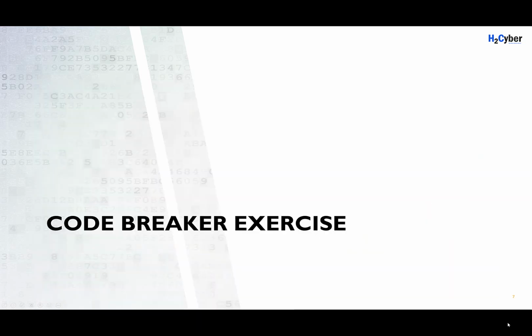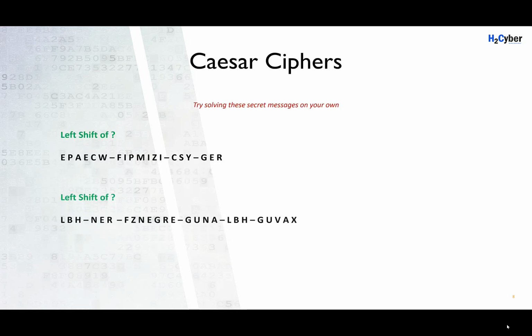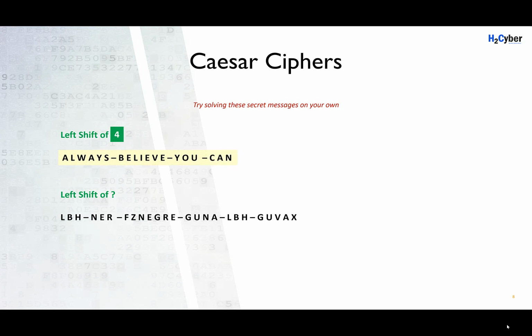Now that you're a code breaker, let's try a few exercises. Using the same Caesar Cipher decoder table we just created, hit the pause button and take a few minutes to determine the Caesar shift value along with what the message says for these two messages. Hit the resume button when you're finished. Were you able to break the code? We hope so. The first message used a Caesar shift of 4, which revealed always believe you can. And the second message used a Caesar shift of 13, which revealed you're smarter than you think.